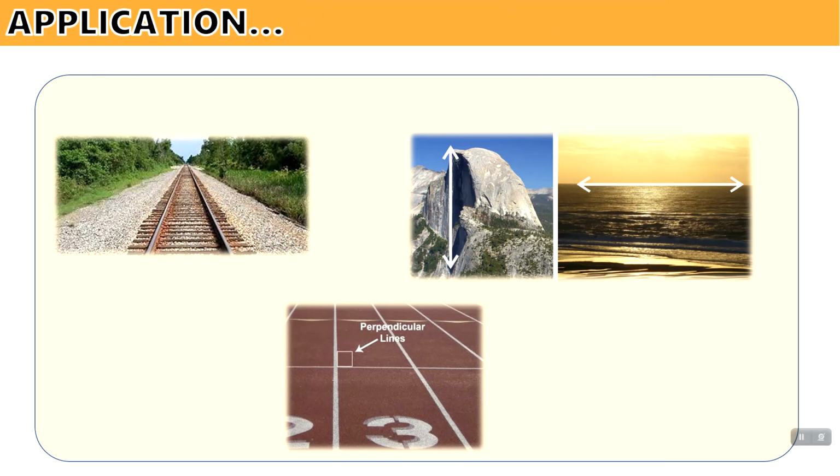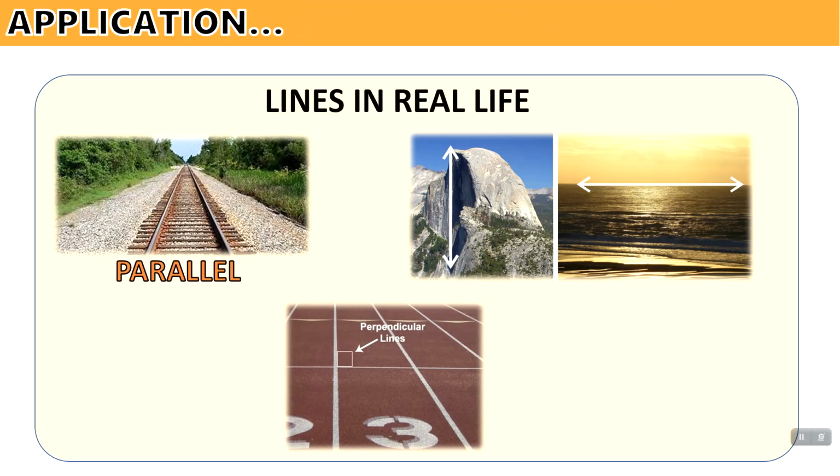Let's take a look at some lines we can find in real life. The first picture shows us a set of train tracks or railroad tracks, and we can see that the lines on the tracks are parallel. They run in the same direction, but they never meet. In the second diagram, we can see a mountain, and we can say that the distance from the top to the bottom, straight up and down, is a vertical line. And in the diagram where we can see the water and the sky, the horizon where the sky meets the water, we can call that a horizontal line.